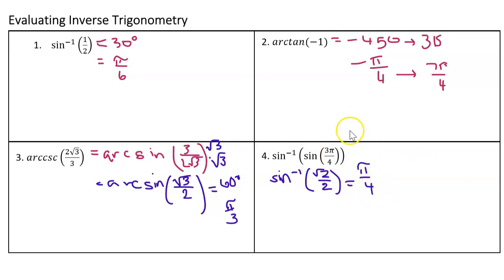The biggest mistake here is assuming that these will cancel and that you'll be left with 3 pi fourths. Well, 3 pi fourths is in quadrant 2, and an inverse sine function is only defined in Q1 or Q4. That concludes the video notes for lesson 14, inverse trig functions.